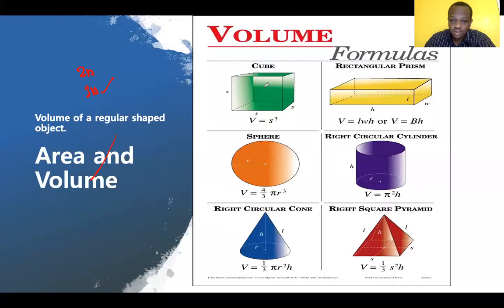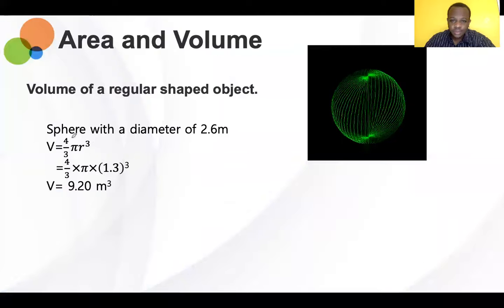So we have a sphere here, and we have a cube, rectangular prism, a right circular cylinder. And we said yesterday that if I'm going to give you any of these to calculate, I'm going to provide you with a formula, right? So we have our first object here, and this is considered a sphere, right?